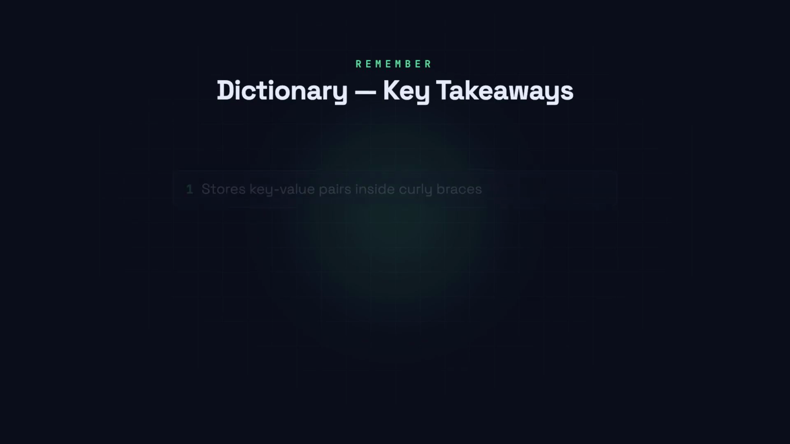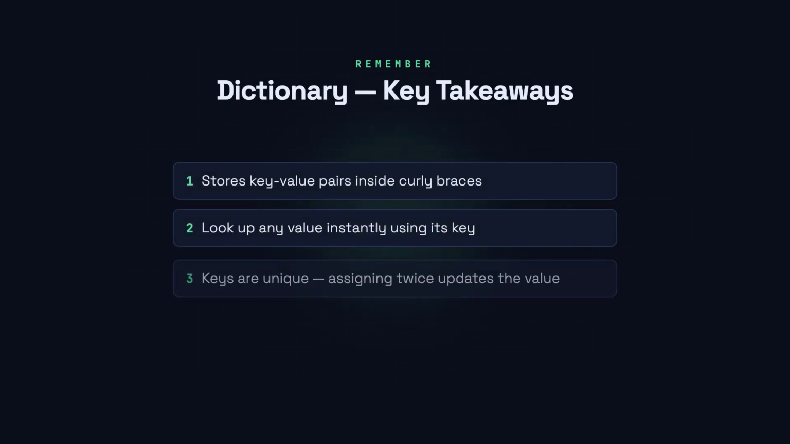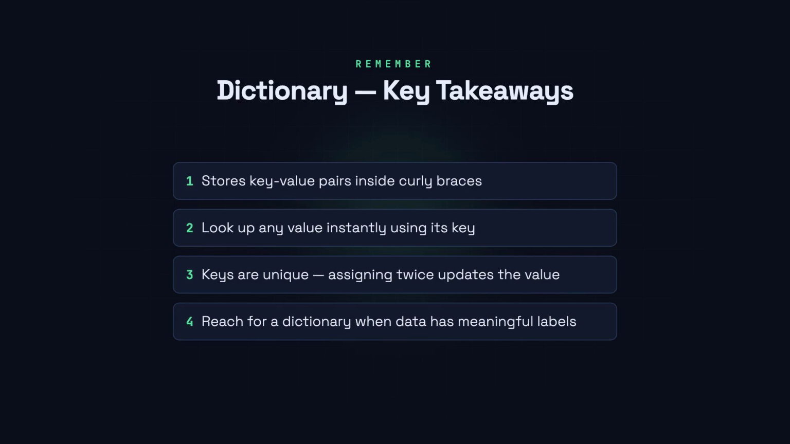To recap, a dictionary maps unique keys to values, lets you look things up by name in an instant, and is easy to update. Whenever your data has labels that matter, a dictionary is the right tool.